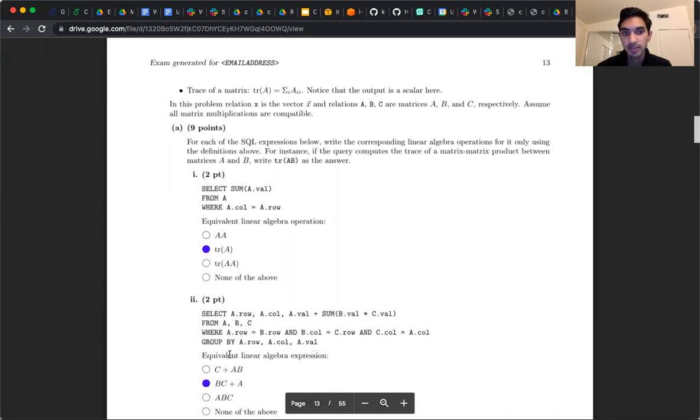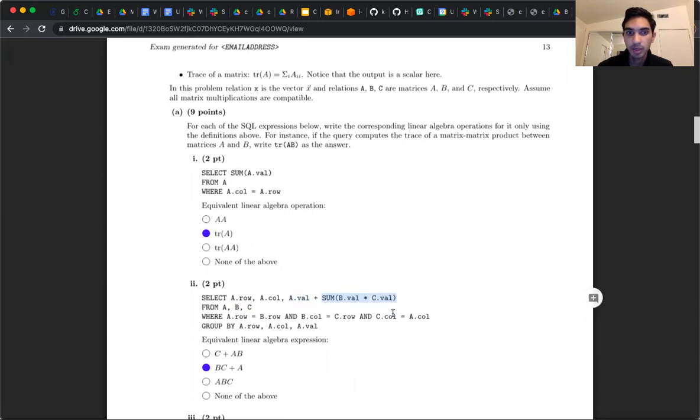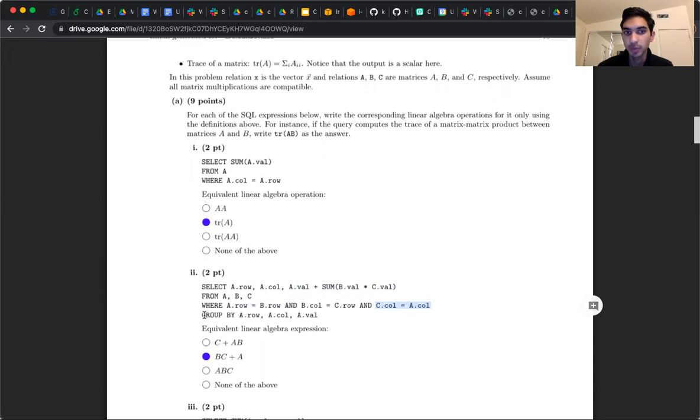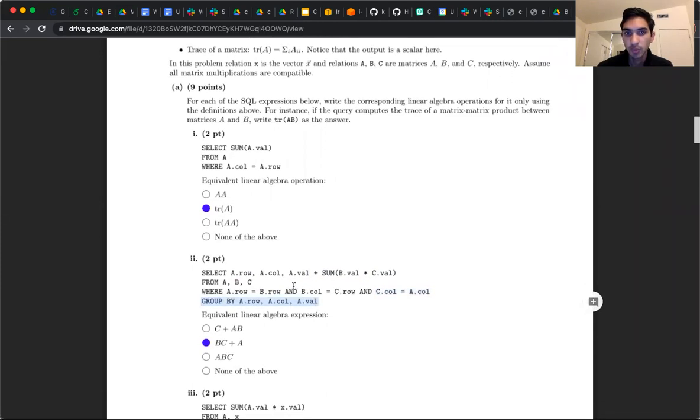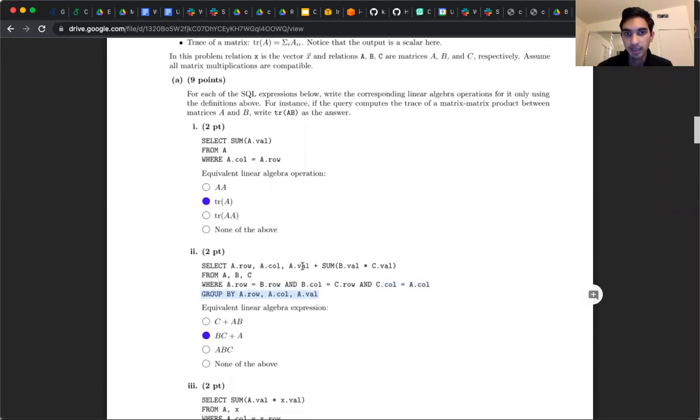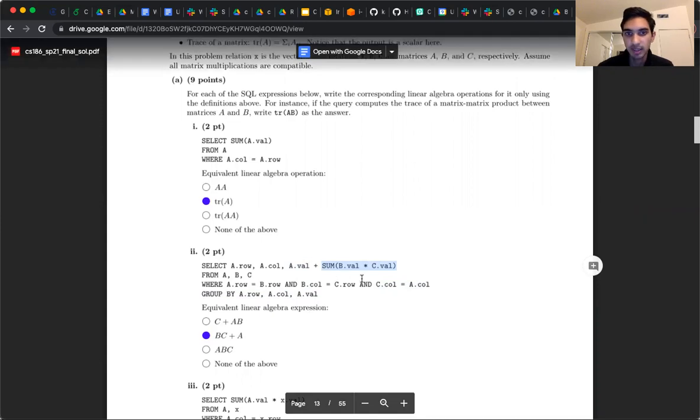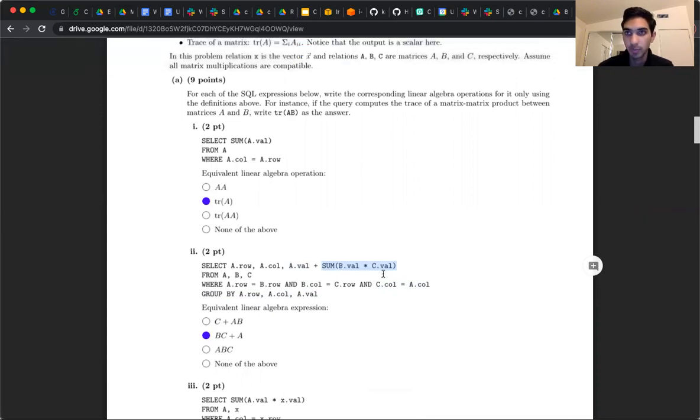Okay, then there's this next thing. We're selecting A dot row, A dot col, and then A dot val plus the sum of B dot val and C dot val from A, B, and C, where A dot row is equal to B dot row, B dot col is equal to C dot row, C dot col is equal to A dot col, and then we're doing some group bys. So what this immediately tells me is that we have this A dot val and we're summing B dot val and C dot val.